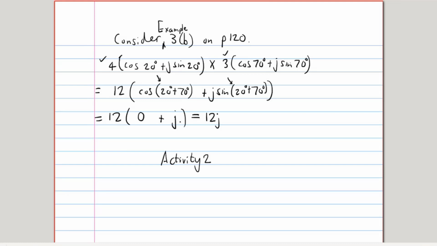Activity 2. Right, let's see quickly. So here we say determine A cos theta plus J sine theta, and that's multiplied by B cos psi plus J sine psi.